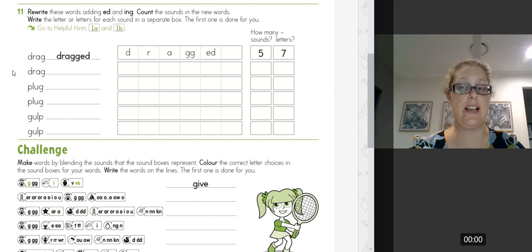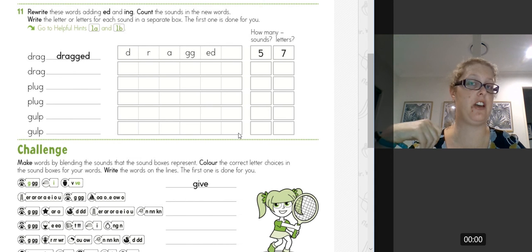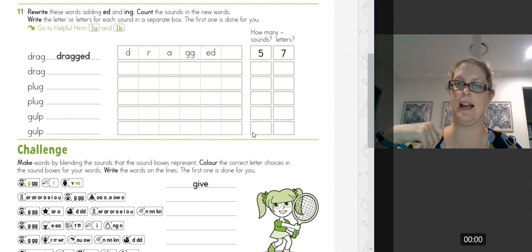We're going to do the second one now, dragging. So because it's the same word, we know the A has a short vowel sound, a, and it's the second last sound. So we're going to double the G before adding ing. Have a go with the rest of the words at writing them out. Pause the video when you're done, and then we'll figure out sounds and letters.